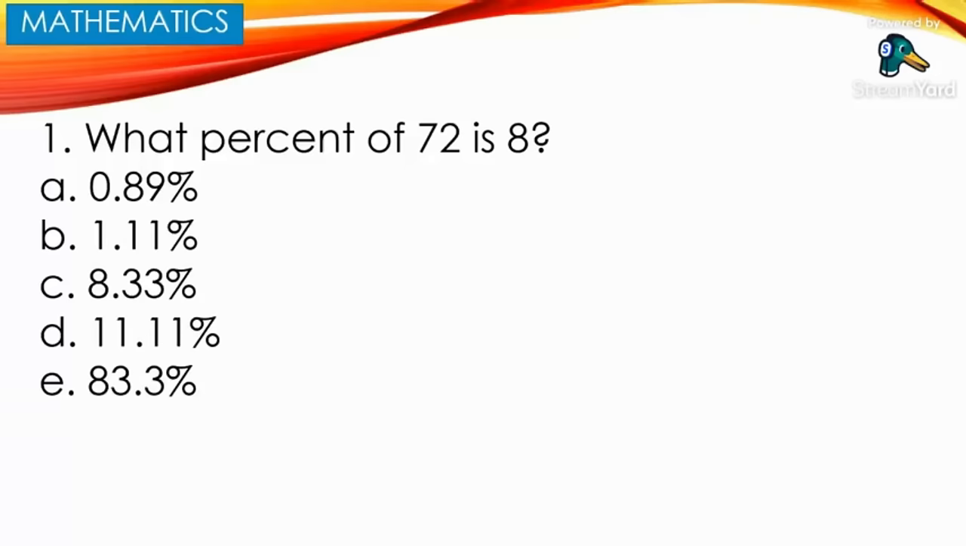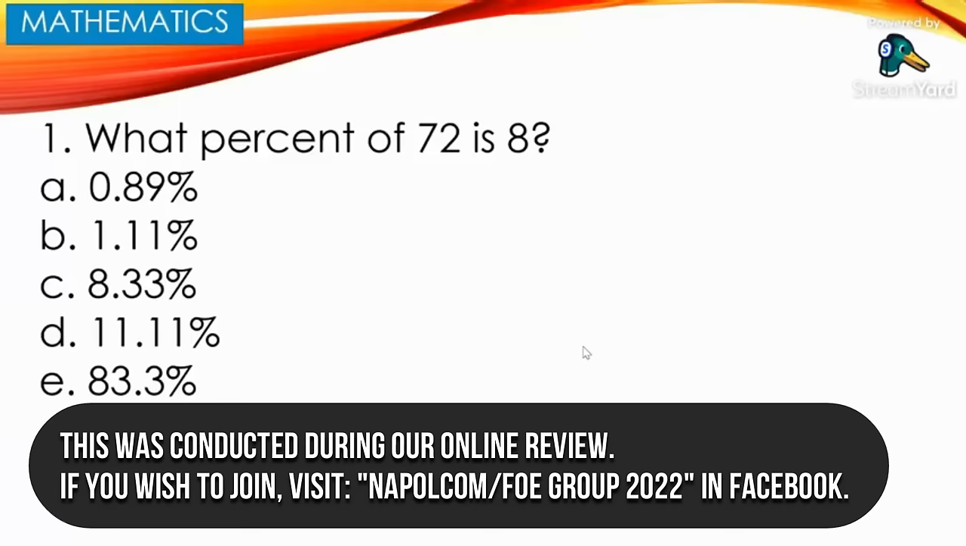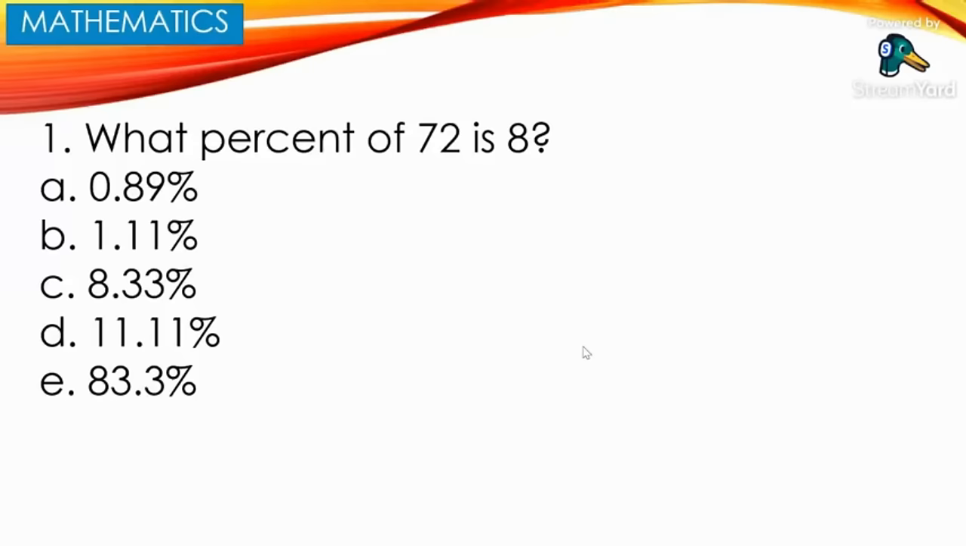Sir Rodante answered B. Debbie answered D, that's 11.11. Sir Charles answered D, that's 11.11. Sir Nico, B. Ma'am Lani, D. Asmina answered B. Amski, B. Ma'am Jen answered C. Francis answered 11.11. Aphrodite also answered letter D.